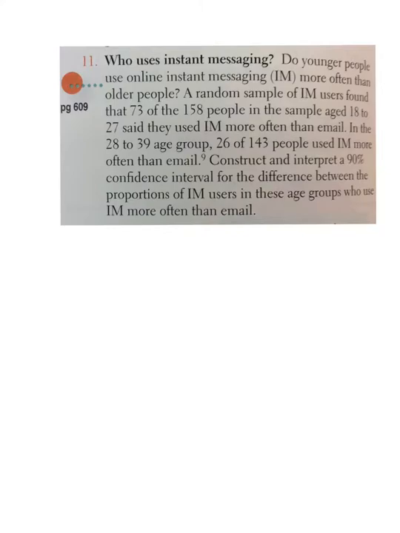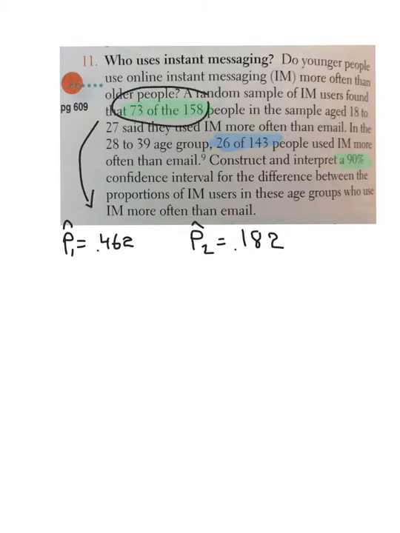Okay, number 11. We are going to do a confidence interval, 90%. We need 2 proportions. So 73 of the 158 and 26 of the 143. We're talking about younger people versus older people using instant messaging. So let's take a look at that. For the younger people, we get this proportion. And for the older people, I divided and I get that number.